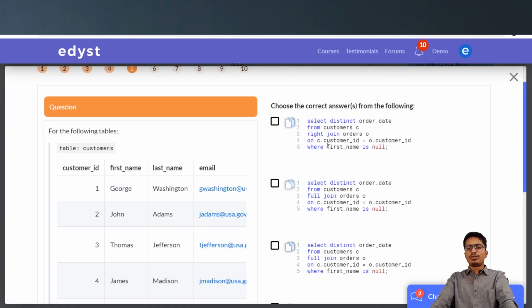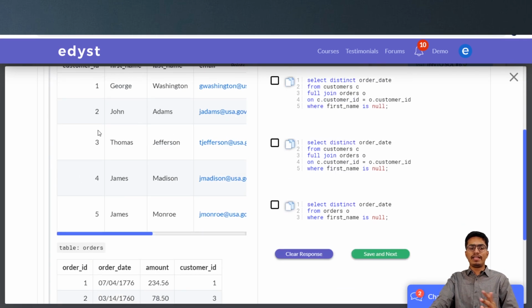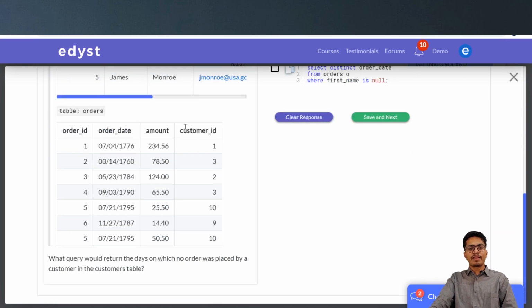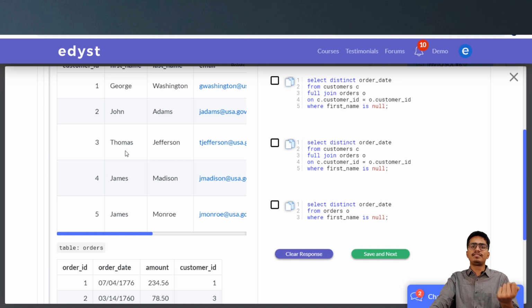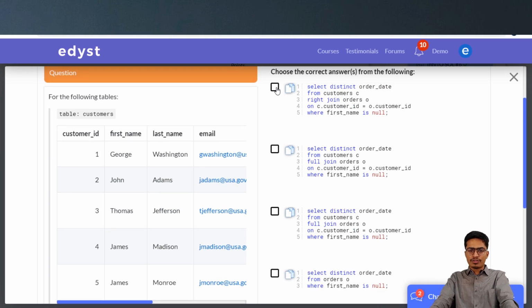Okay. So the way we find out days on which orders were not placed by any of the customers that we have is that we first include all of the orders, which means orders either has to be on the left and we do a left join, or it can be on the right and we do a right join. Then we basically say, hey, the customers rows have to be null. If they are null, it means this customer ID I could not find in this table. Okay, so a right join is definitely going to give us the answer.